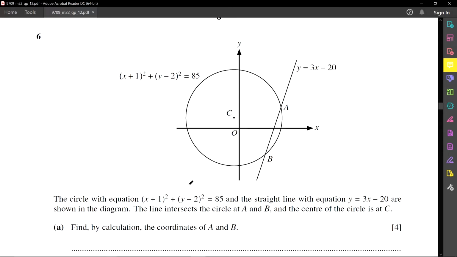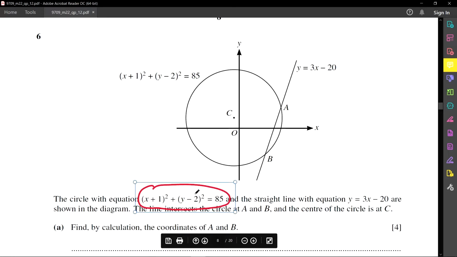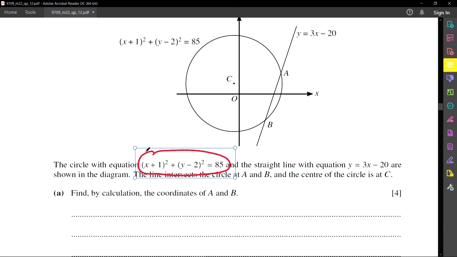(x + 1)² + (y - 2)² = 85. That's a circle equation given, and there's a line here. So if you look at this, this is a circle equation. And circle equations, you know very well, come under the concept of coordinate geometry, because in the new syllabus, which has been updated from 2020, circle equations have been added to coordinate geometry. And there are 3 circle equations. Many of you know this is one standard equation that we have.